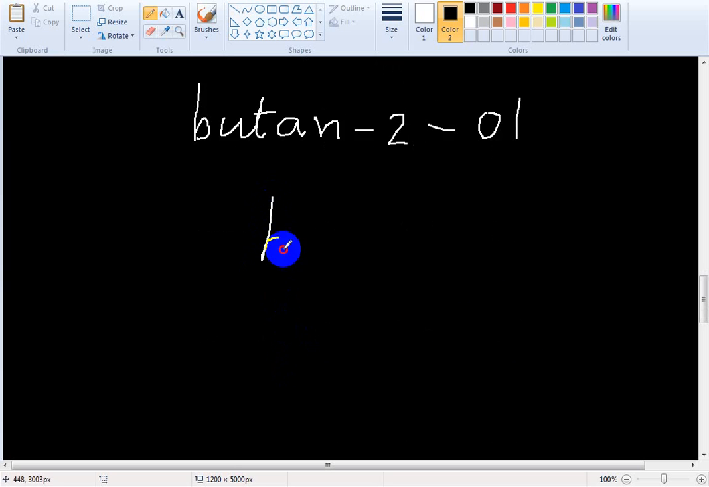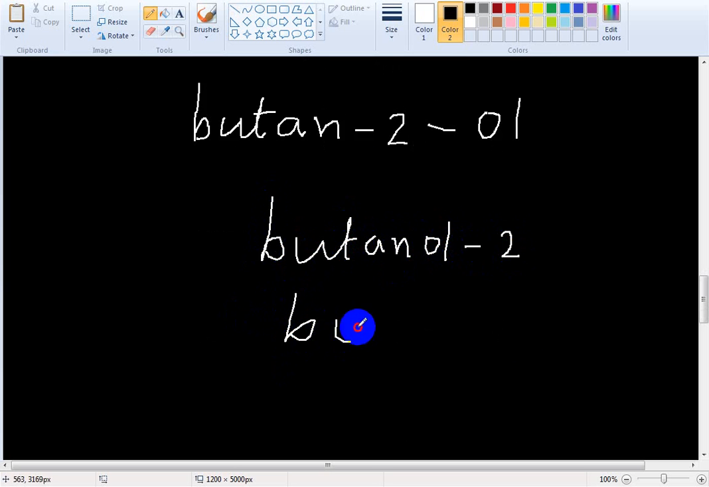This can also be written butanol-2. This can be written butanol-2, or but-2-ol can be written. In these 3 ways this can be written: butan-2-ol, or butanol-2, or but-2-ol are correct.